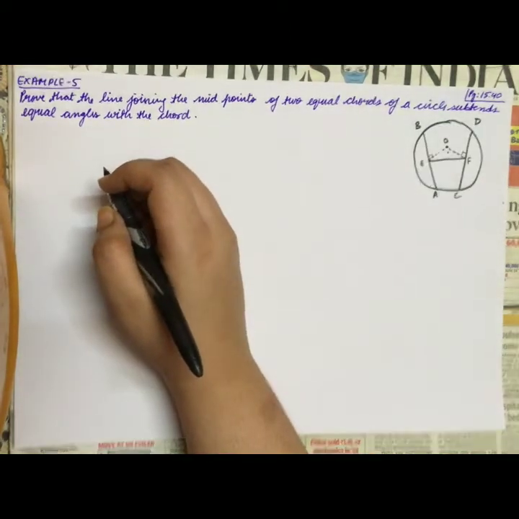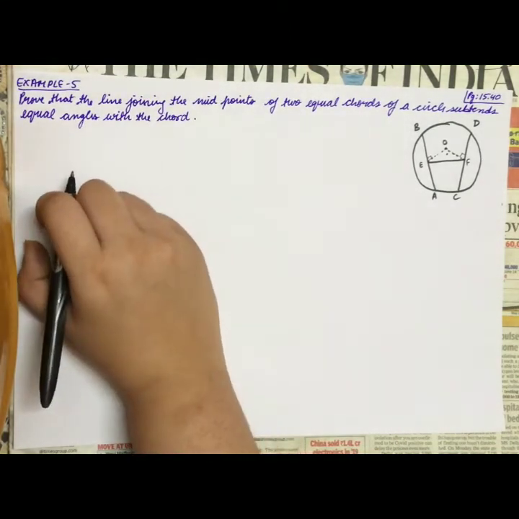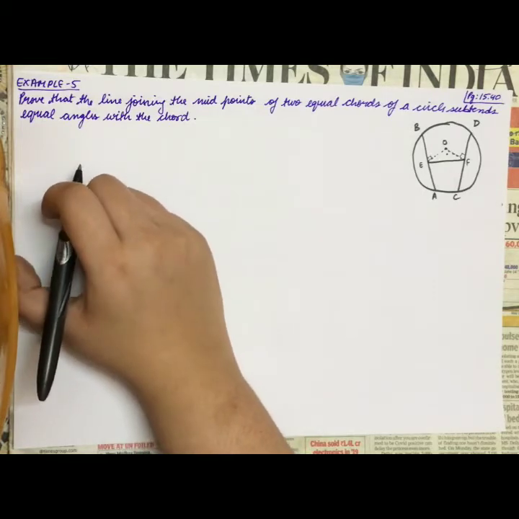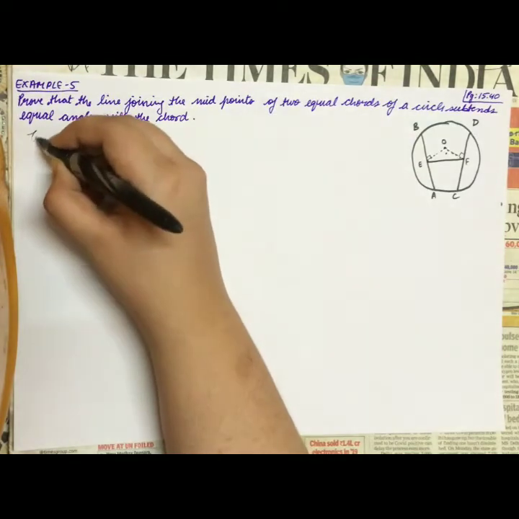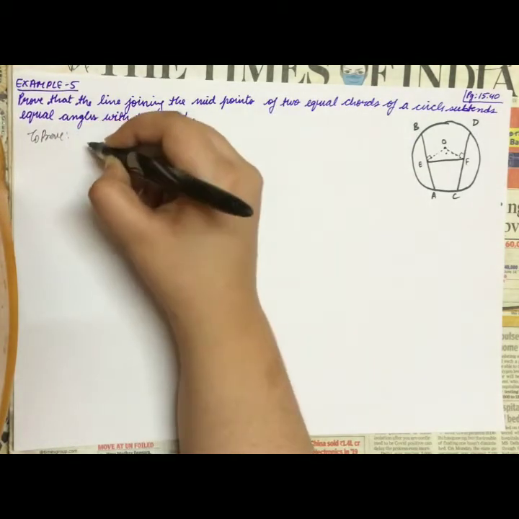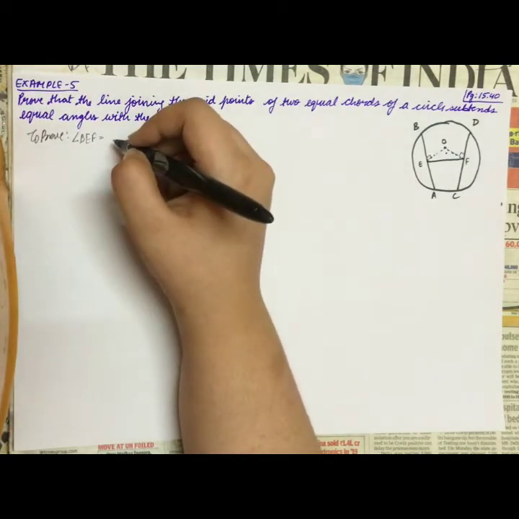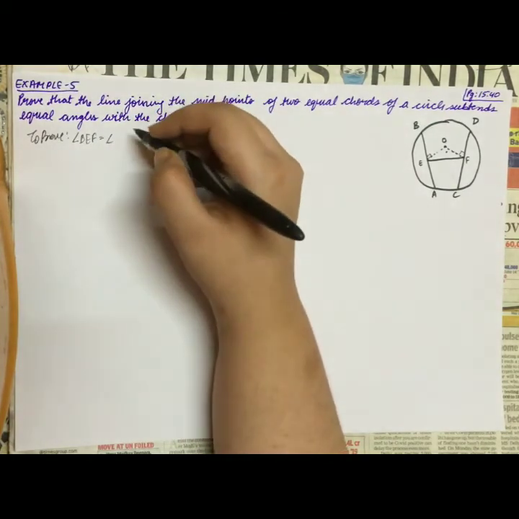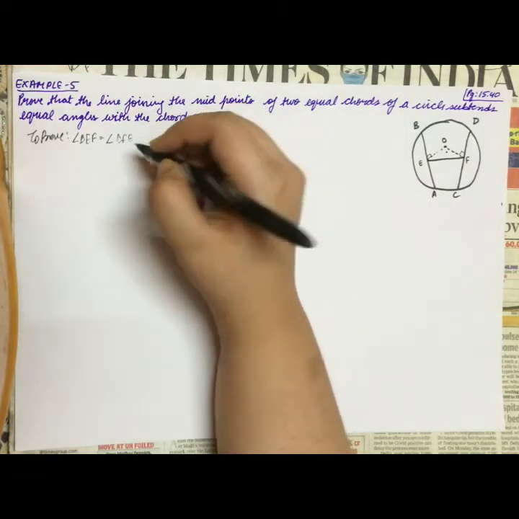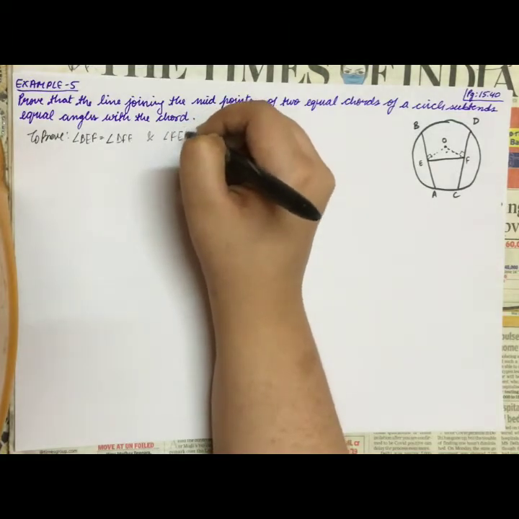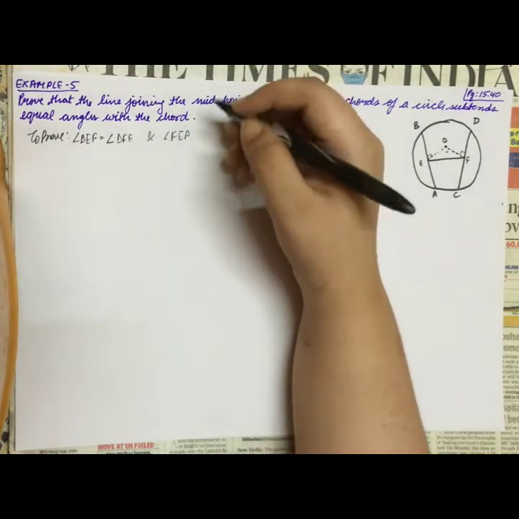Example number 5. Prove that the line joining the midpoints of the two equal chords of a circle, that is EF, subtends equal angles with the chord. So in this we have to prove that angle BEF is equal to angle DFE. Similarly, angle FEA is equal to angle EFC.